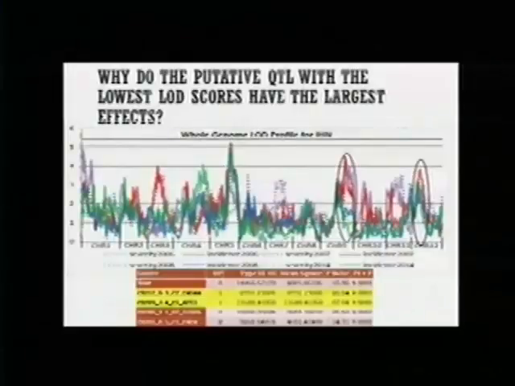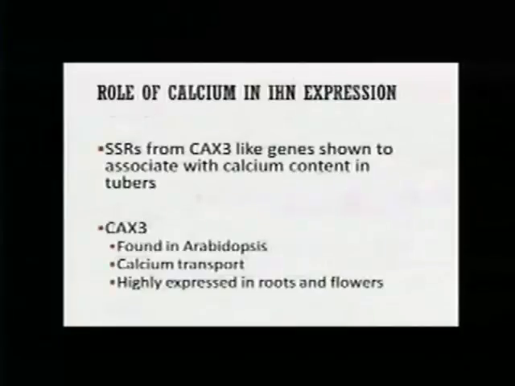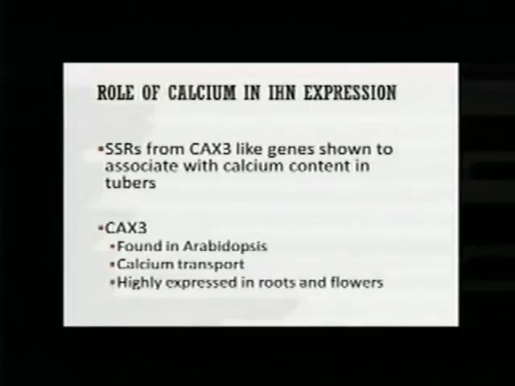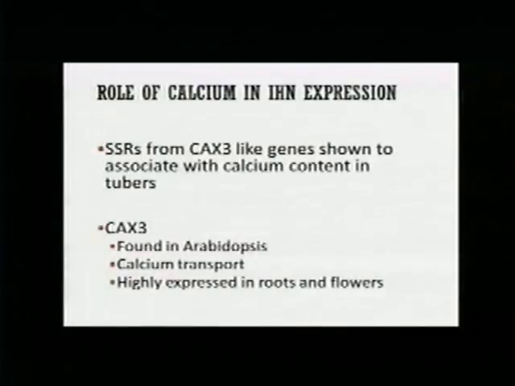So going back to what we know in the literature, that there's a role of calcium, that tubers that have a higher amount of calcium correlate with IHN or IBS resistance. So I found a PhD dissertation out of Wisconsin that just came out, and I believe they're working on the publications for this now, where he found SSRs from CAX3-like genes in the potato genome. He developed these SSRs out of that gene and ran them in the population and found that they associated with calcium content in the tubers. And what CAX3 does in Arabidopsis is it's known for calcium transport, and it's highly expressed in the roots and flowers.